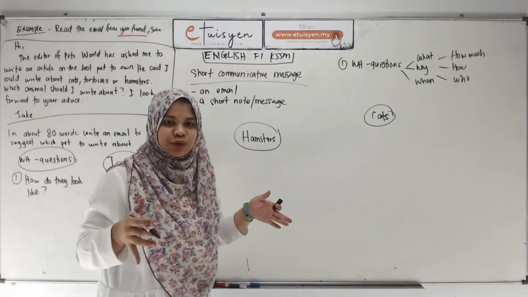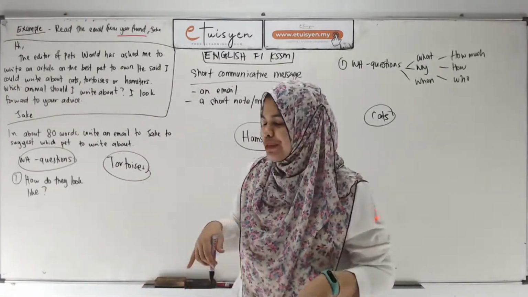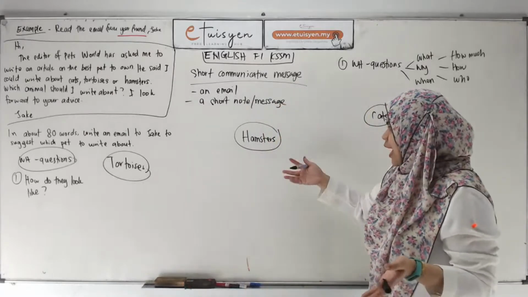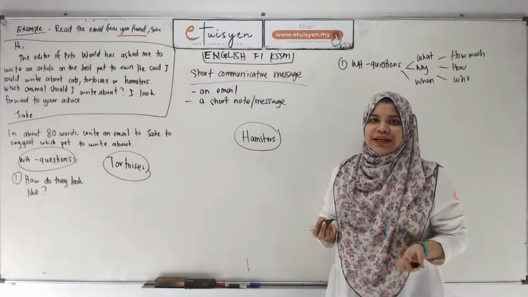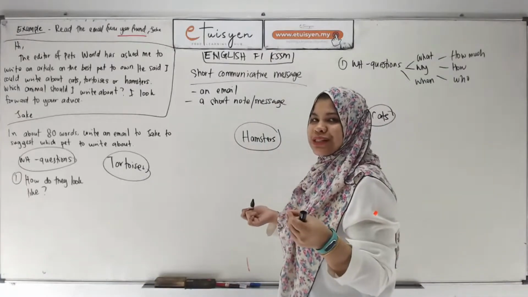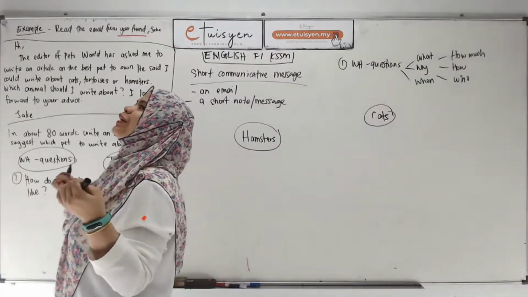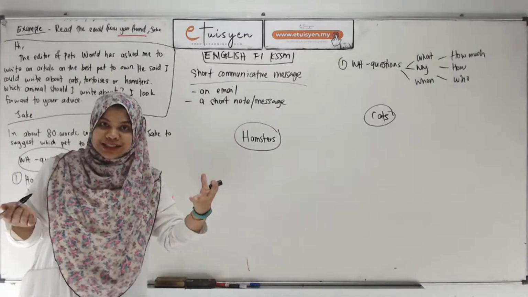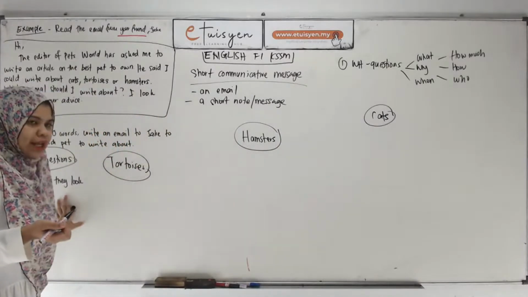Tortoise might be cute to you. Sorry, it's not cute for me. But somebody thinks it's cute. Hamsters, wah, very cute and macam very cuddly. Cats, okay, sorry, I'm biased towards cats. I find cats so cute. Okay, so this kind of adjective words, alright? So how do they look like?